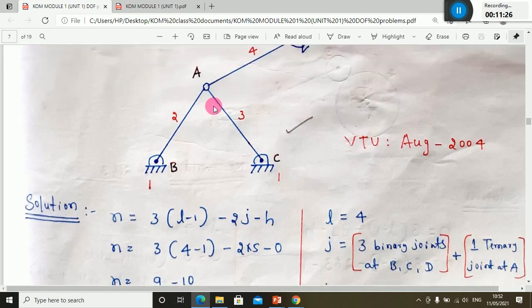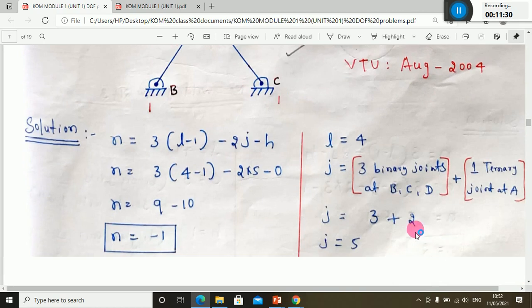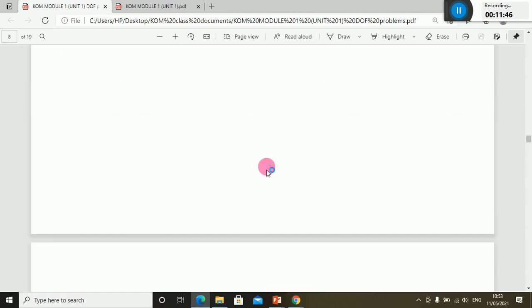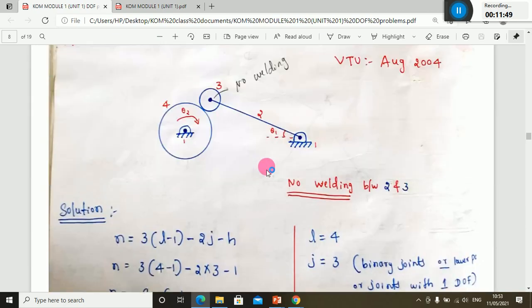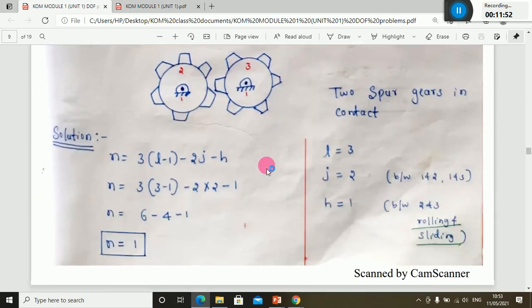So how many ternary joints are there? Only one. So 1 into 2, you'll get 2 binary joints. Because I have one ternary joint, and as I gave in the note, one ternary joint means two binary, just multiply by 2, you'll get 2. Total number of joints present in this mechanism are 5. Just wait for a second.